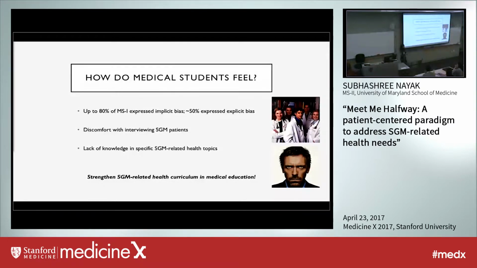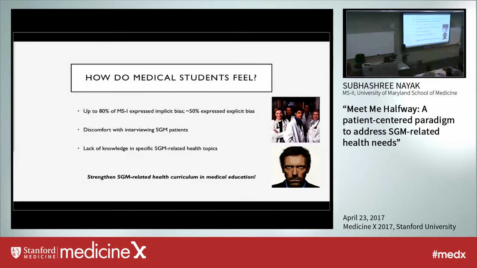In terms of implicit and explicit bias, we've got 80% implicit bias according to one study, and 50% explicit bias against the LGBT community, which is kind of scary. But hopefully that's changing. Oftentimes, medical students report discomfort when interviewing sexual and gender minority patients, and that often comes from not having practiced, and also a lack of knowledge in sexual and gender minority related health topics.